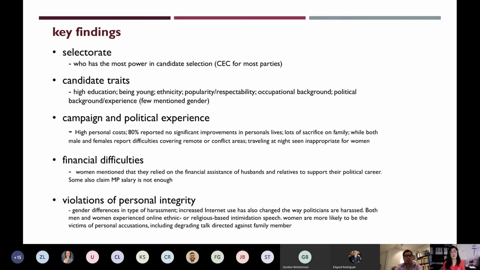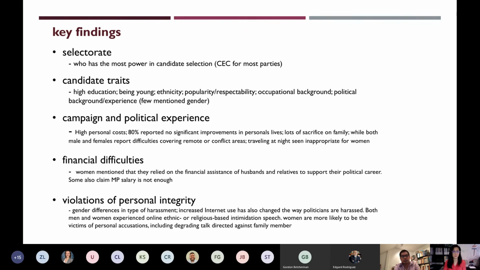Interviewees also reported financial difficulties with their political life. Some women report that they rely on the financial assistance of husbands and relatives to support their political career. And both men and women have reported that the MP salary is inadequate for them to maintain their political lifestyle.